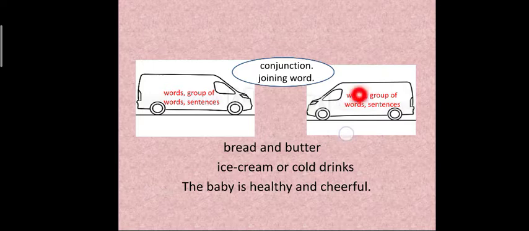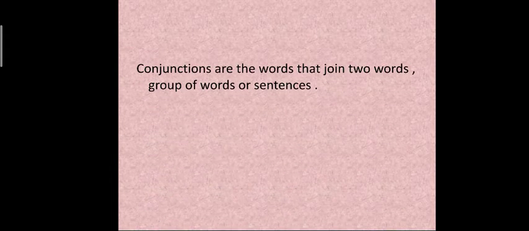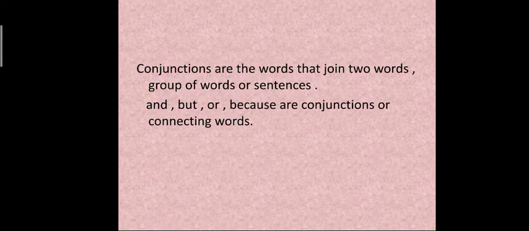Now let's understand the meaning of conjunction. Conjunctions are the words that join two words, group of words, or sentences. The words and, but, or, because are conjunctions. They are also called connecting words. Now let's understand when and where we use conjunction.